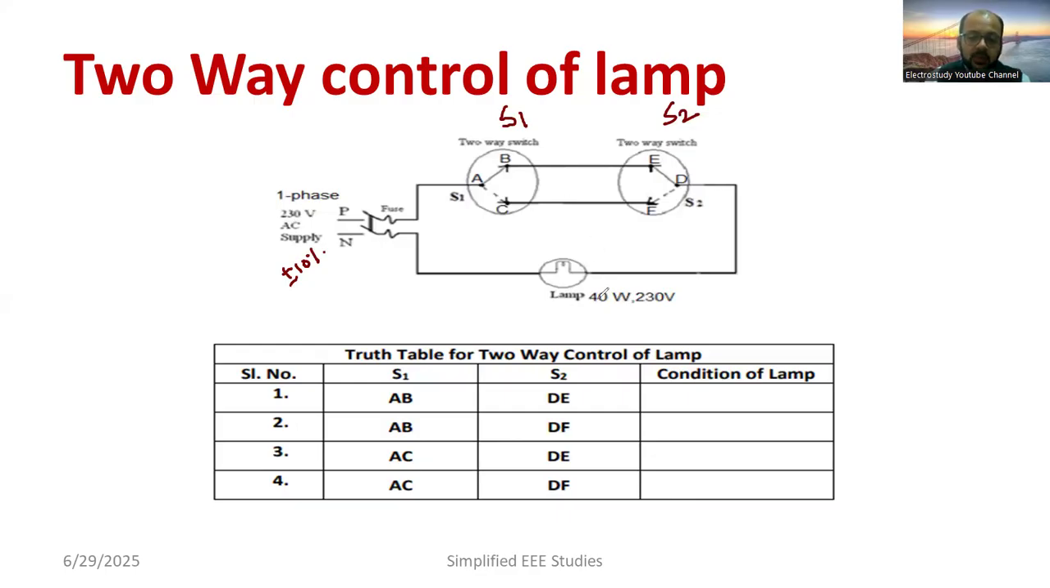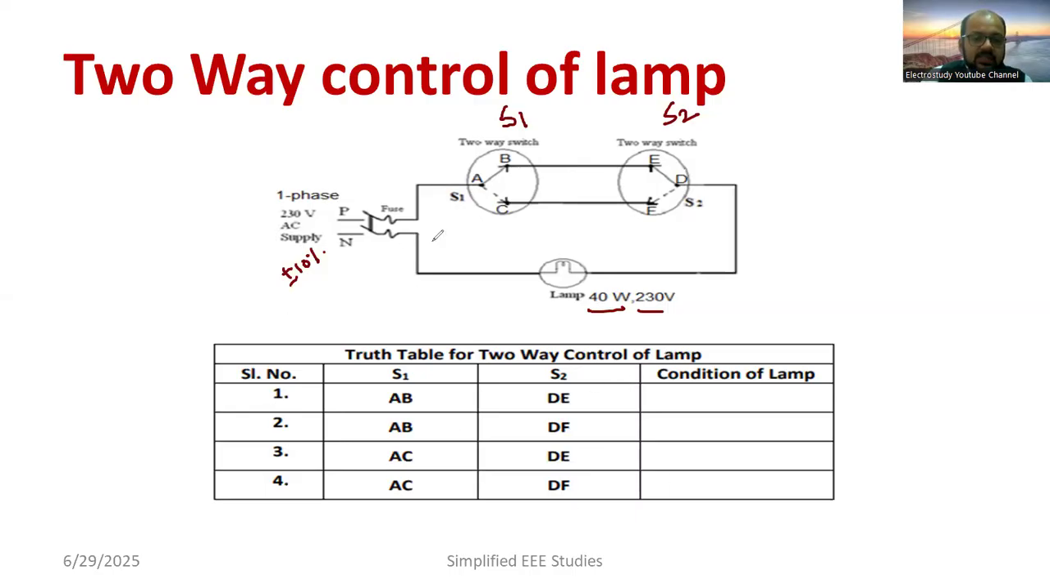Now I have one lamp. The capacity of the lamp is 40 watts and the operating voltage is 230 volt. You need to remember the positions A, B, C. Here you can see D, E, F. I think it is very clear to everybody. Now I would like to consider the truth table. It is already given in the figure below, correct?